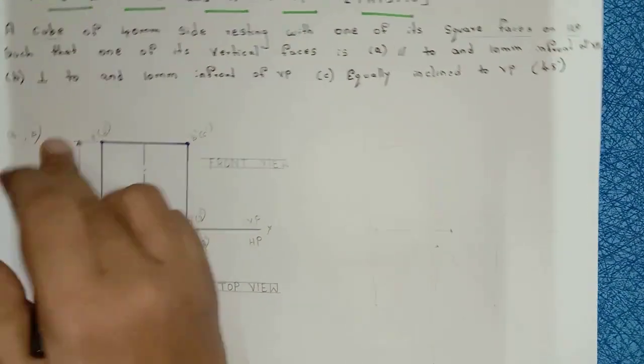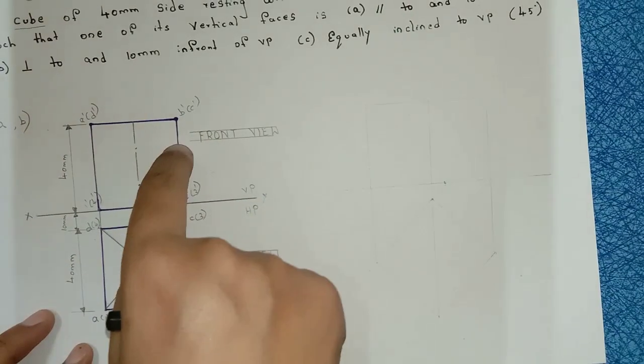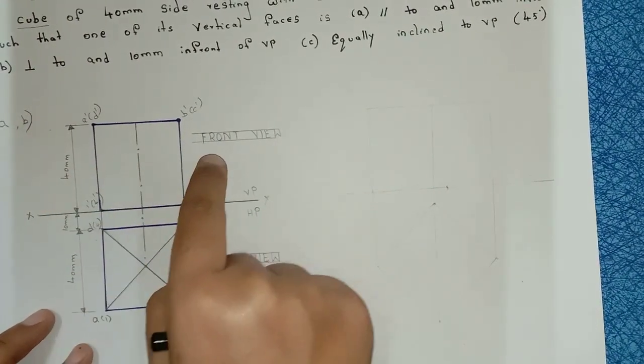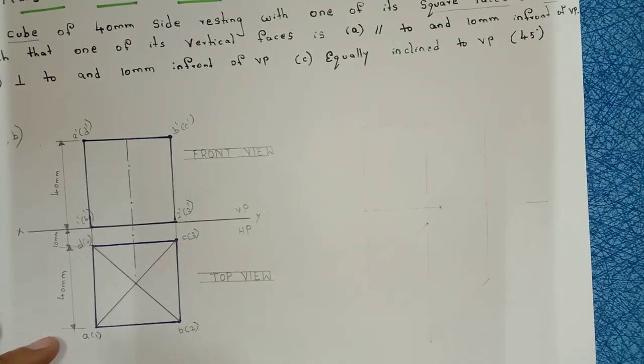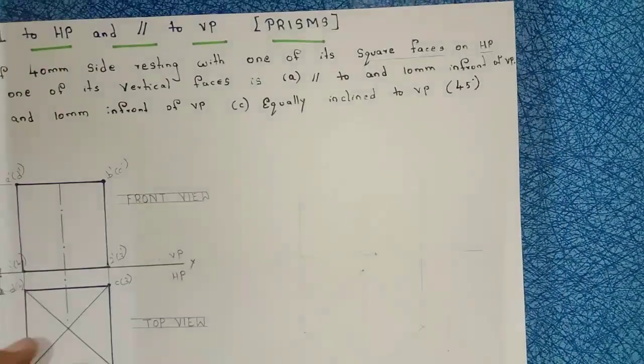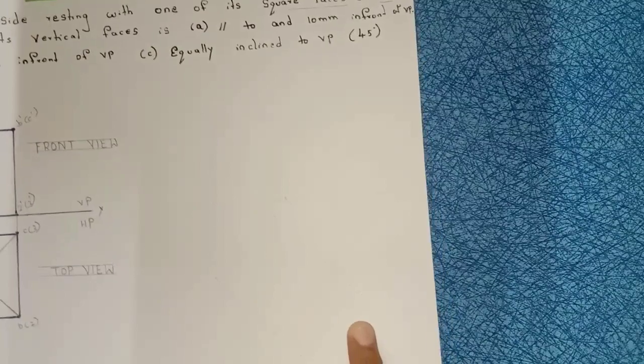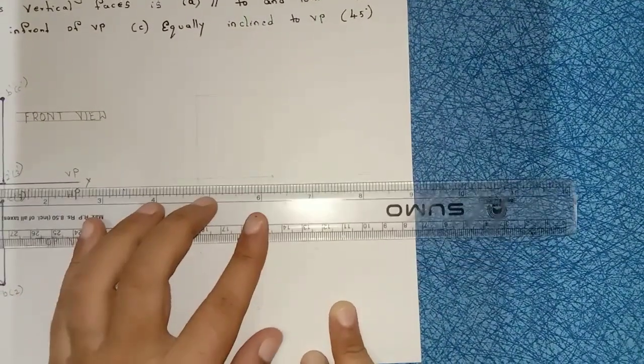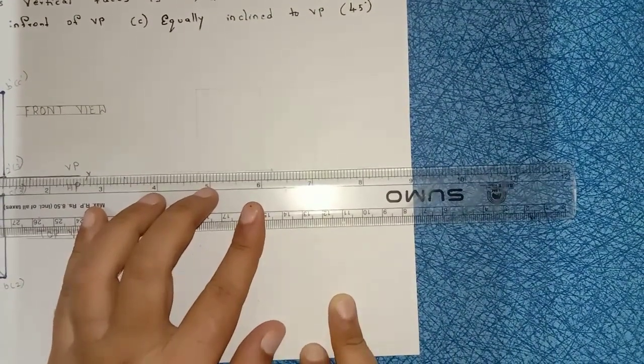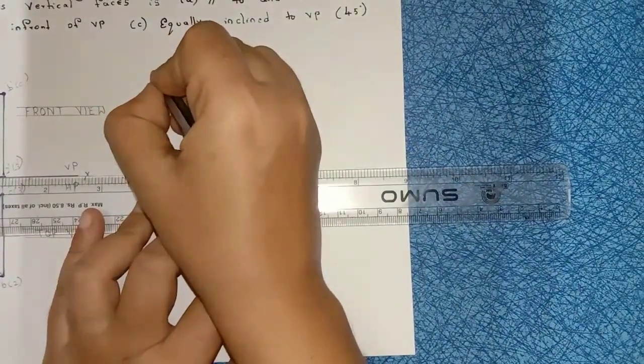Right? So A bit, B bit, parallel to VP, perpendicular to VP. Right? So A bit and B bit both are same. Coming to C bit, equally inclined to VP. Equally inclined to VP. So how to construct this one? This is our C bit.